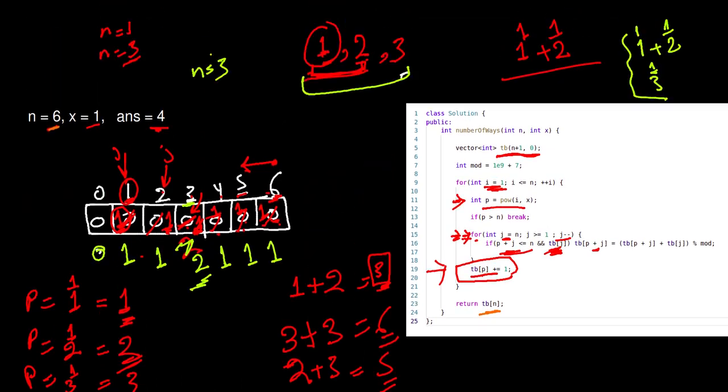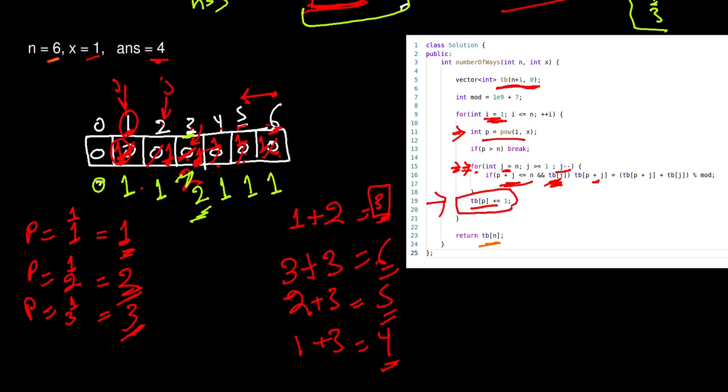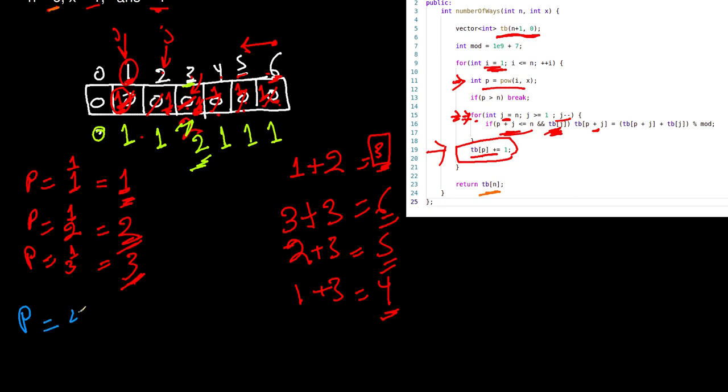Let's continue with I equal 4, P equal 4 to the power 1, this is 4. Now 6 plus 4 is 10, this is greater than n. 5 plus 4 is 9, this is greater than n. 4 plus 4 is 8, this is greater than n. Then j equal 3, 3 plus 4, 7, this is greater than n. Then 2, 2 plus 4 is 6, 6 is equal to n.